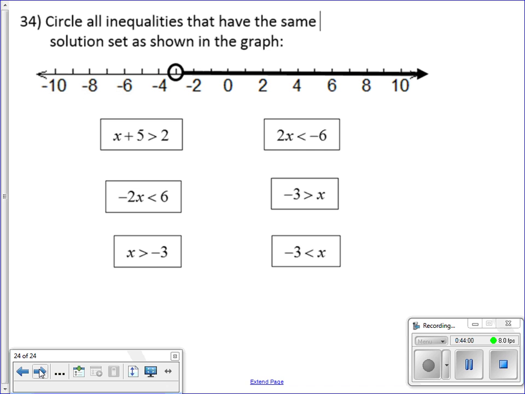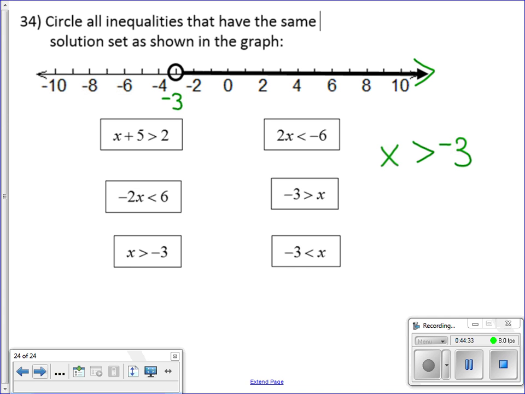So let me look at my graph. The number here is negative 3. My arrow is this one over here. So that means that x, whatever my x value is, is all the numbers that are bigger than negative 3. Or x is bigger than negative 3, excuse me. It does not include the negative 3. So I can't have the equal sign part in here, which is okay because none of my choices have that. They all have greater than or less than.